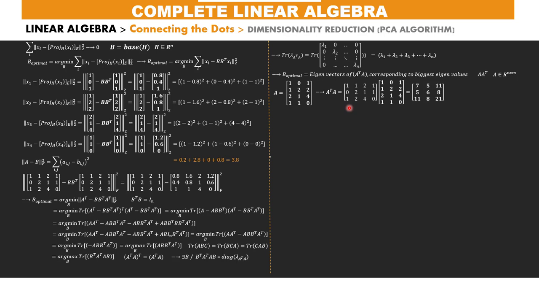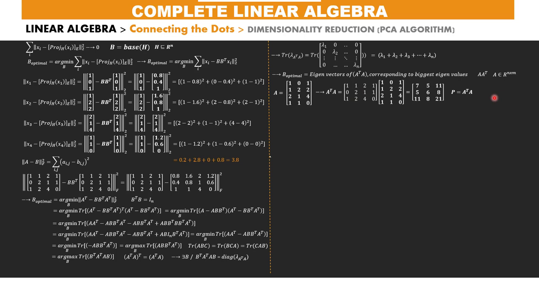Now let's proceed. From here we have that A transpose A is given to us as the transpose of this, which is this times this. Now multiplying, you should be able to have this 3 by 3 matrix, which gives us 7, 5, 11, 5, 6, 8, 11, 8, and 21. Once we have this, we can go ahead to find the eigenvalues.